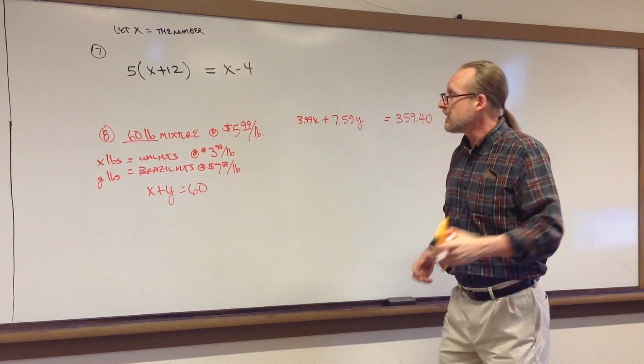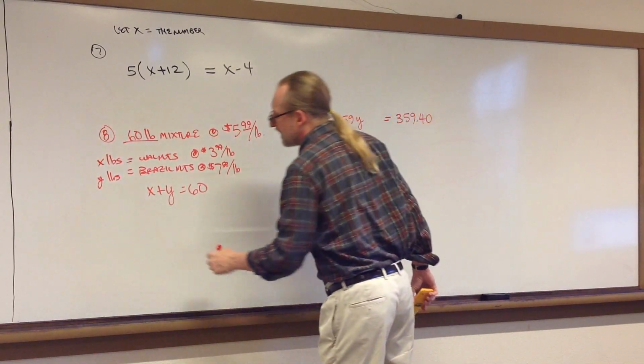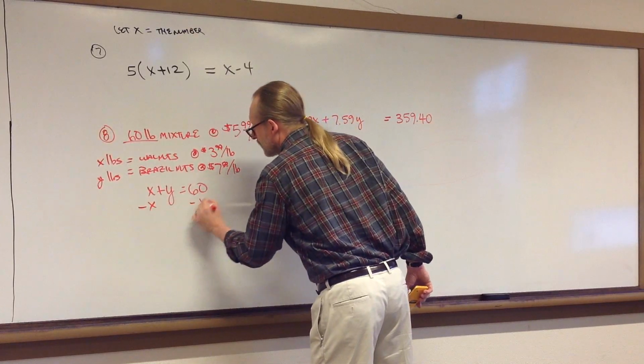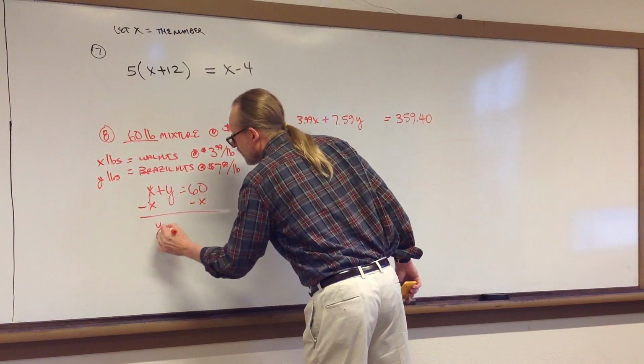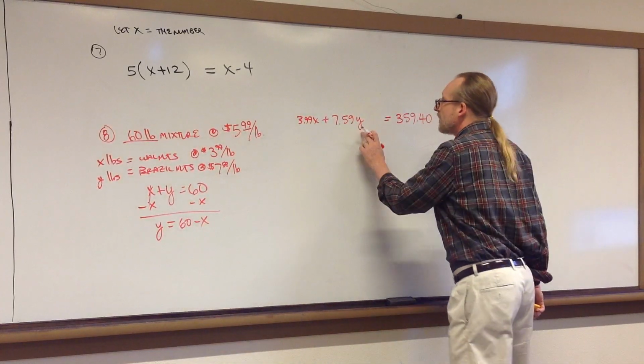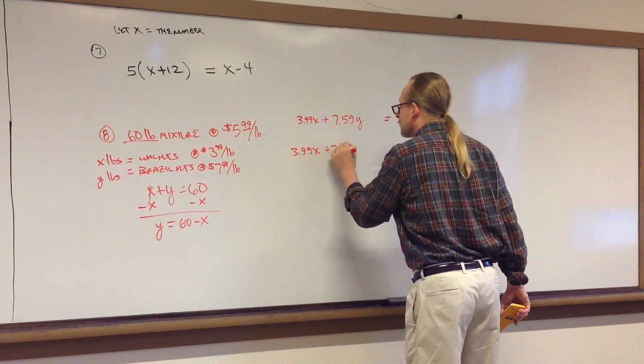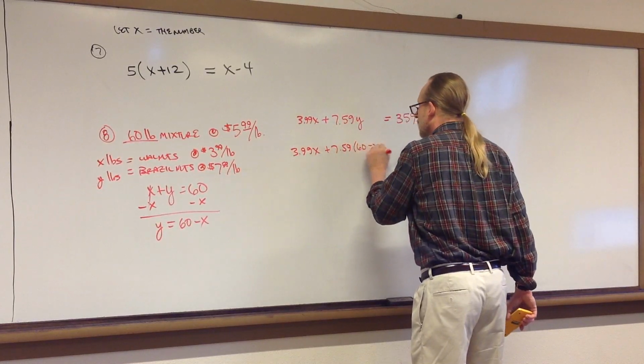Okay, now the key here is to get rid of one of these variables by substituting. So if I move the x over here, we can see that y is going to be 60 minus x. So I'll plug that in for the y, and then we'll be able to solve this equation, 60 minus x.